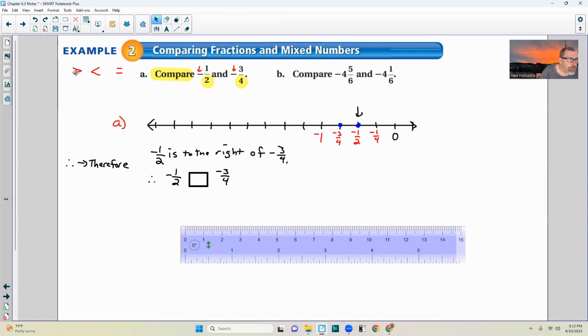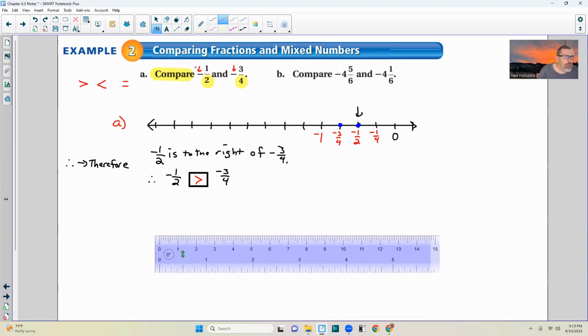Well, it's either going to be greater than, less than, or equal. But since negative 1/2 is to the right of negative 3/4, it is greater. So negative 1/2 is greater than negative 3/4. So that's how you do a comparison. Now let me switch to B, and I'll try it one more time.